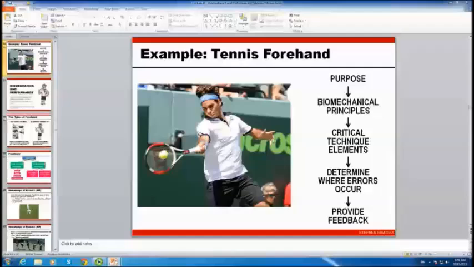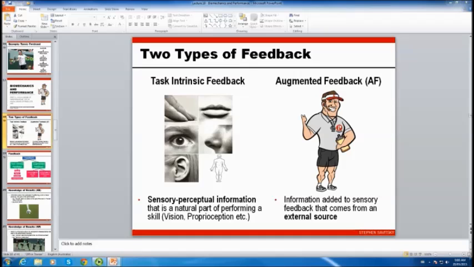So when you watch, you should be able to see where the error occurs. So they've done everything right up till now, gripped the racket, watched the ball, they've started here and they've done this. So you should be able to at least tell they didn't start back where they're meant to. We need to improve that section eventually. Then you provide feedback. And a discussion on feedback and when to give it is quite important, which is why we're going to talk about it now. Two types of feedback. We have task intrinsic feedback and what we call augmented feedback.